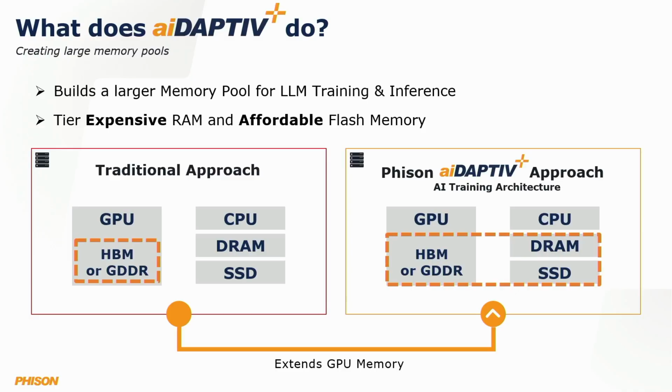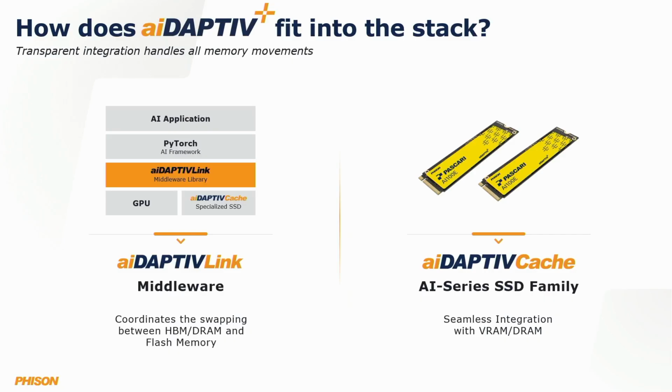And so here, what we have with our adaptive solution is this idea where we create a unified pool of memory, where the GPU memory, whether it's HBM or GDDR, the CPU DRAM and the SSD can all be combined to work together to provide a more effective solution than when you're only leveraging the GPU's internal memory. So our solution actually fits under PyTorch. And it essentially takes care of doing all the data movements to make it transparent to PyTorch.